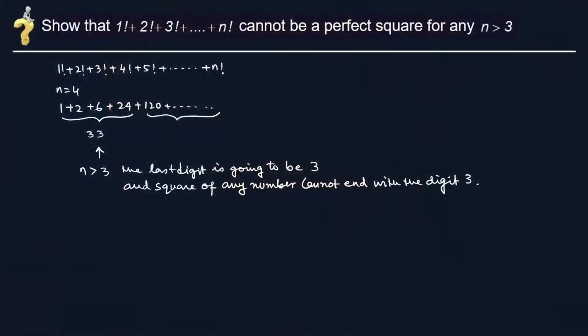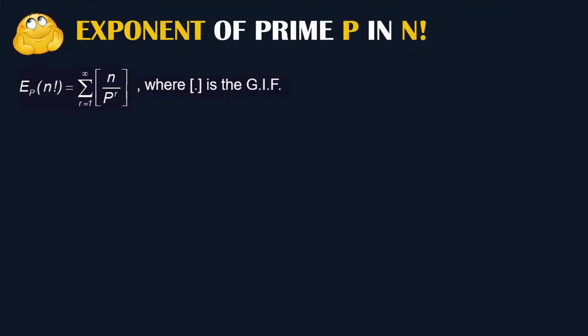Okay? Is it clear? Okay. So now let's move to the next new concept, which is called the exponent of prime p in factorial n. So what do you mean by the exponent of prime p in factorial n?